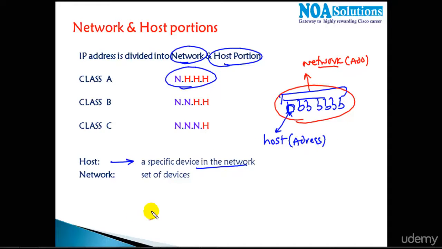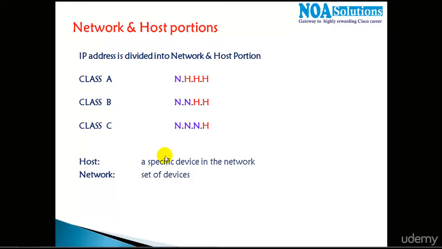whereas the host part actually identifies a single device in that particular network. But if you observe here, the network portion and the host portion vary in different classes. In the A class there is only one network portion, but in the B class there are 2 network portions which identify a network, and in the C class we have 3 network portions which identify a network.